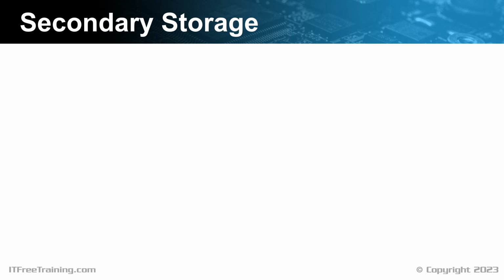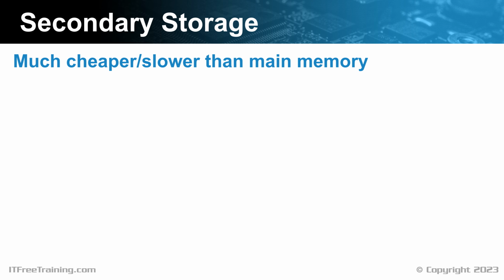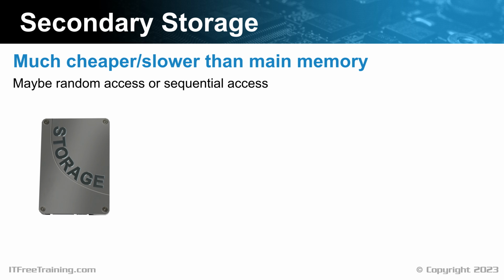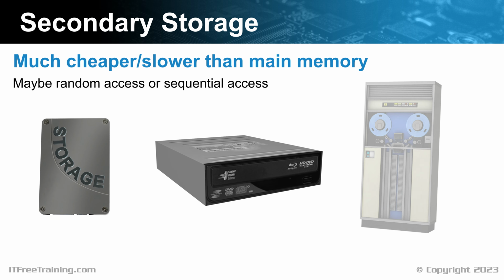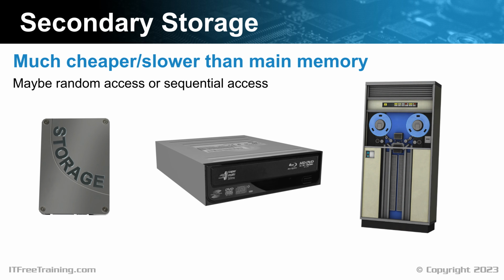Next, I will look at secondary storage. Secondary storage is much cheaper but slower than main memory. Secondary storage may be random access or sequential. Examples of secondary storage are solid-state or hard disk drives, optical drives, and tape drives. Devices such as solid-state drives, hard disks, and CD-ROMs are all examples of random access devices. Tape drives are examples of sequential access.